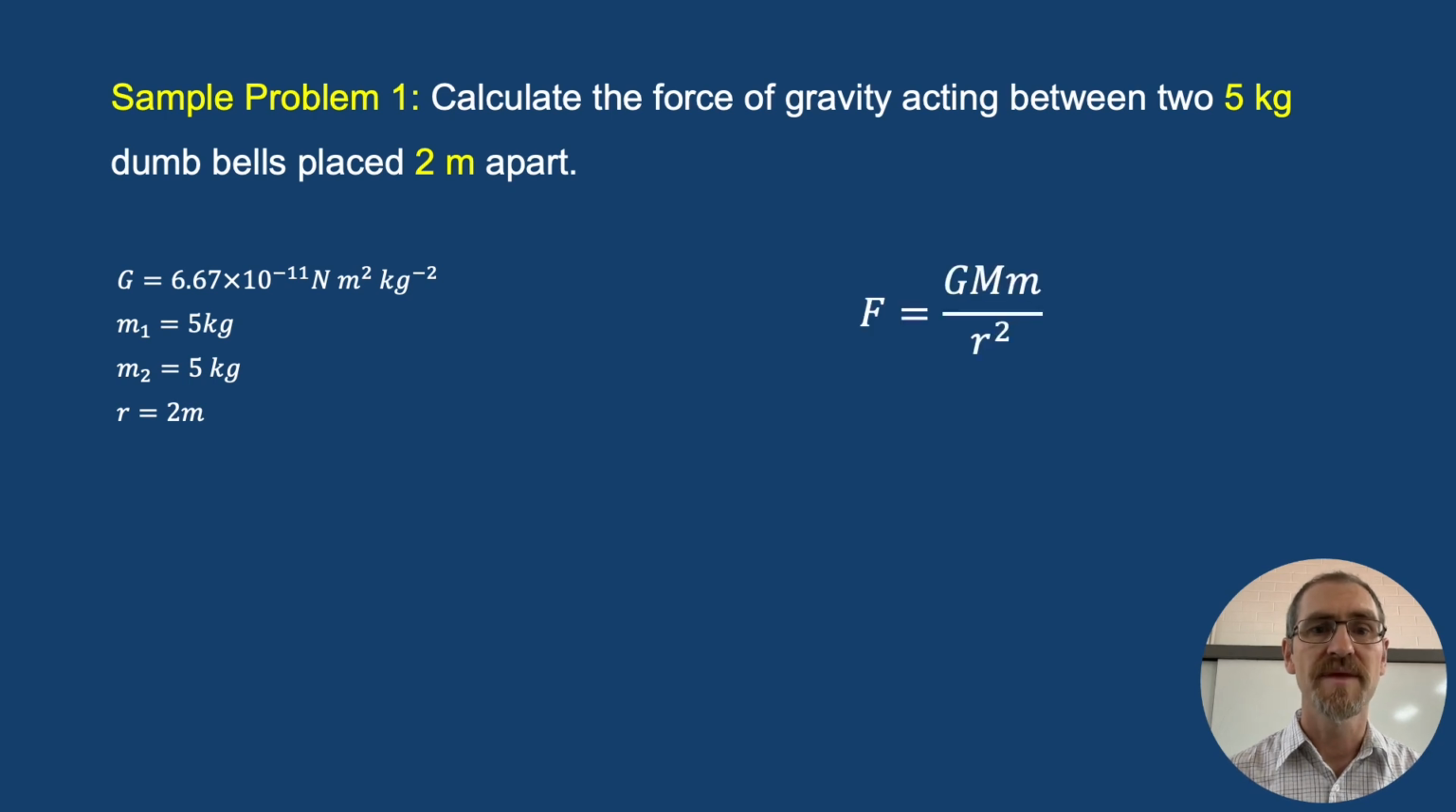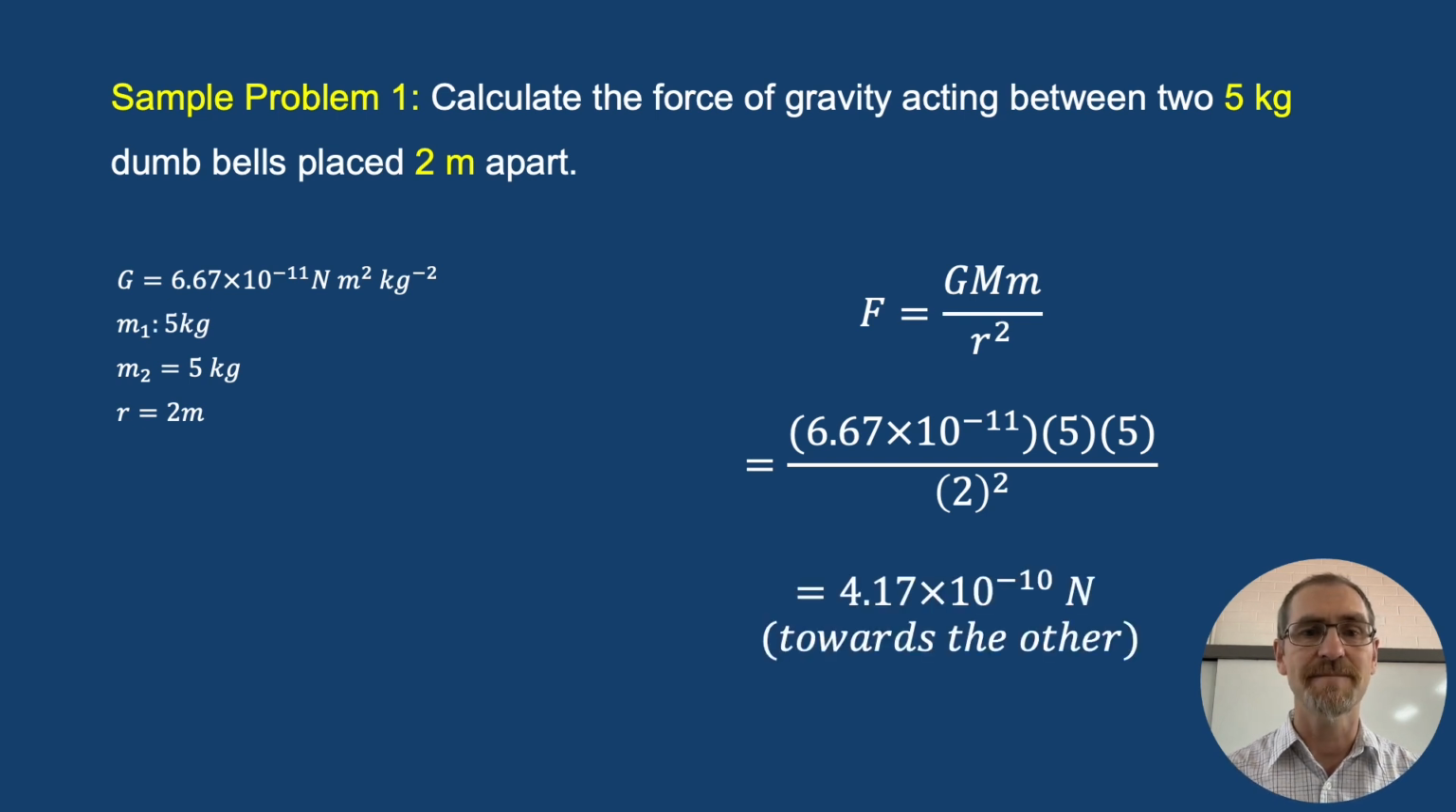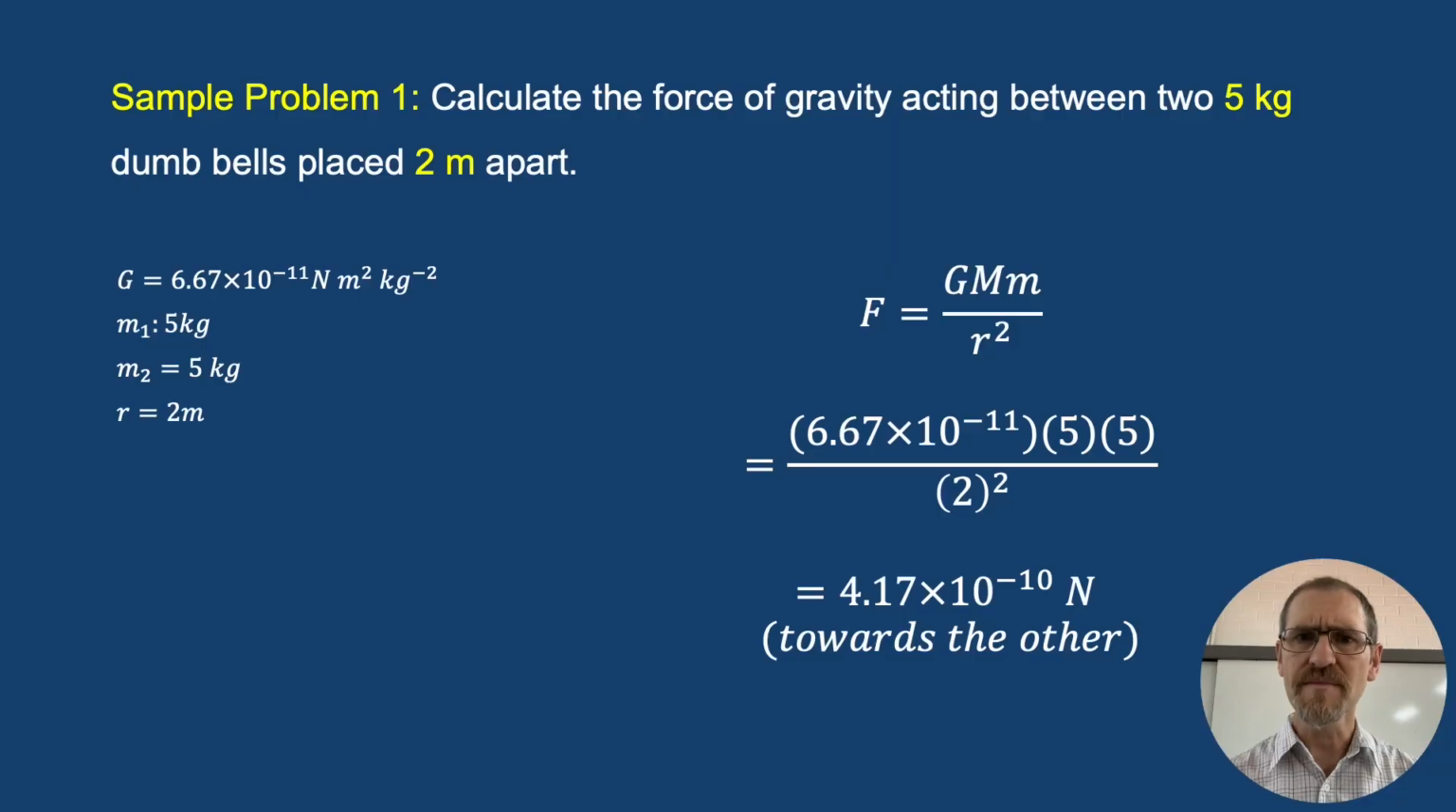We select our equation, plug in our values, and we use our scientific calculator to very carefully find an answer. That answer is incredibly small, 4.17 by 10 to the negative 10 newtons. This is not a force that we're going to be able to perceive here on the surface of the Earth. It might make a difference out there in deep space, but not something we're too worried about here, an insignificant force. So when is gravity a significant force?